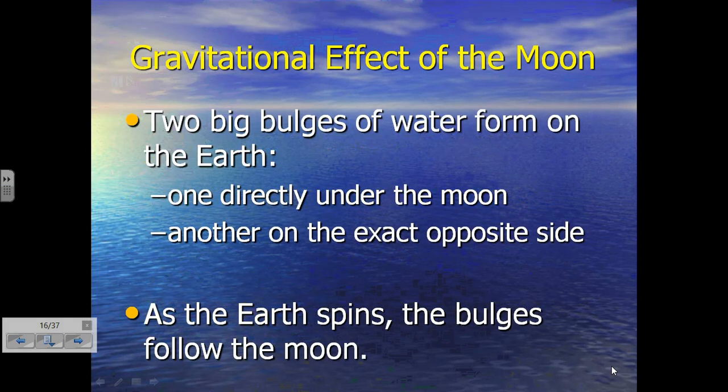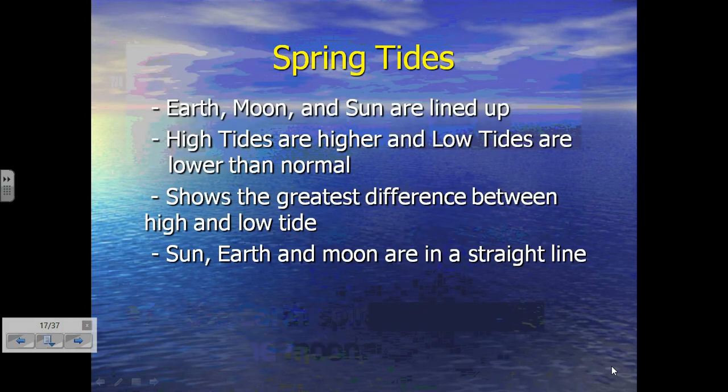Now, let's talk about this gravitational effect of the moon. What the moon does is the moon actually has a relationship with the Earth such that it causes two big bulges of water to form on the Earth's surface, one directly under the moon, and then another on the exact opposite side. As the Earth spins, the bulge actually follows the moon. And so therefore we get a series of different types of tidal effects. One of those effects is something called a spring tide. Now this happens when the Earth, moon, and sun are completely lined up.